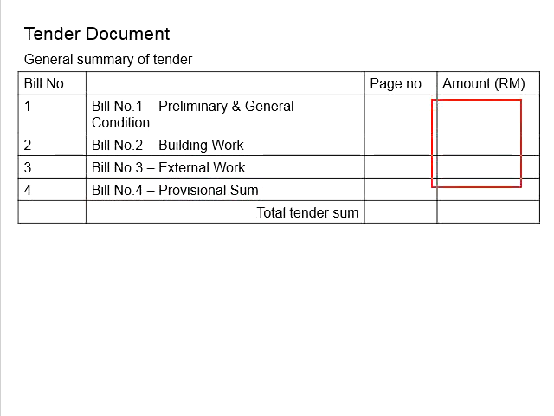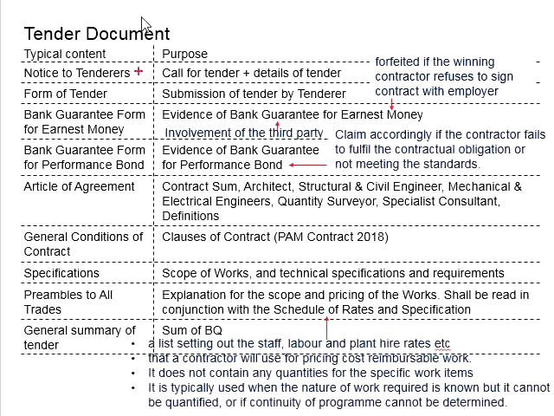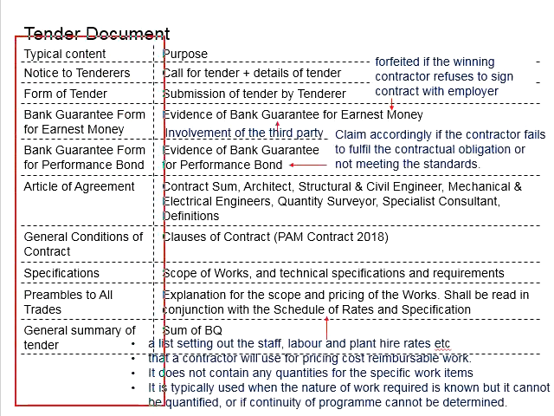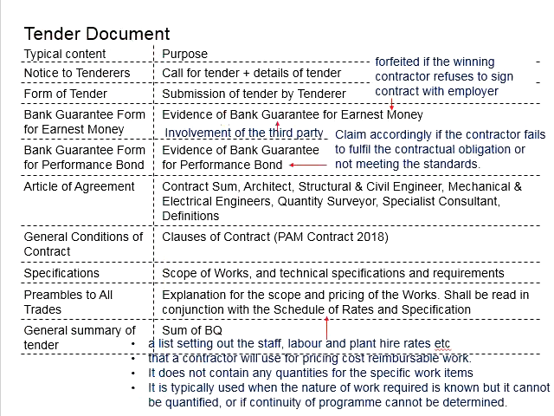The amount of each bill is listed here as the summation of each section. The summation will be the total tender sum. This number should be carried to the form of tender, where the tender sum is clearly stated. With that, this outlines the typical content of this tender document.